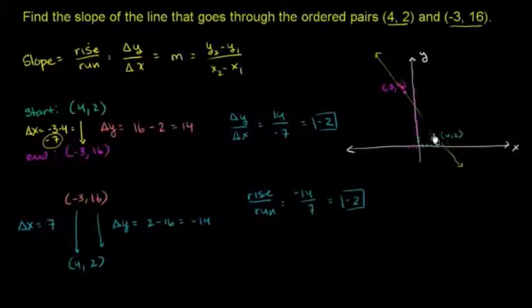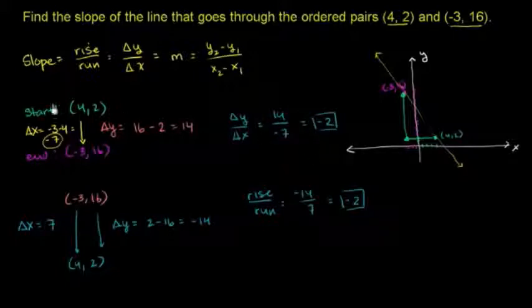And we said our change in x was -7. We had to move back. Our run, we had to move in the left direction by 7. That's why it was -7. And then we had to move in the y direction +14. So that's why our rise was positive. So it was 14 over -7 or -2.